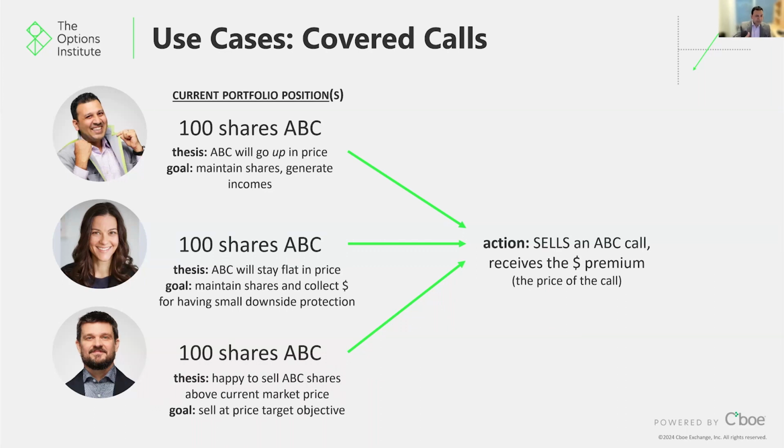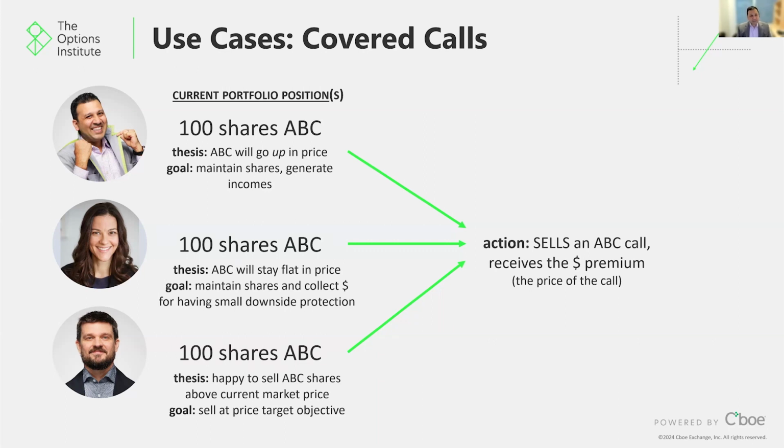In the second use case, you have Gina, and she also owns 100 shares of ABC. Her thesis is that ABC will stay flat, as opposed to the first thesis, which is that it'll go up in price. So her goal is to also maintain the shares and collect some premium for having a small downside protection. This is what we discussed in the last slide, that covered calls give you a small protection. And lastly, you have Gordon. Gordon's actually happy to sell ABC shares above market price. So his goal is to sell his shares of ABC at a given price objective, his target price.